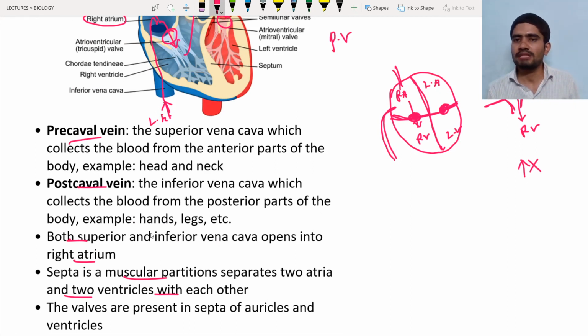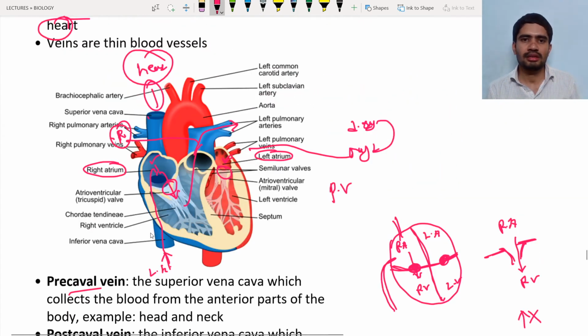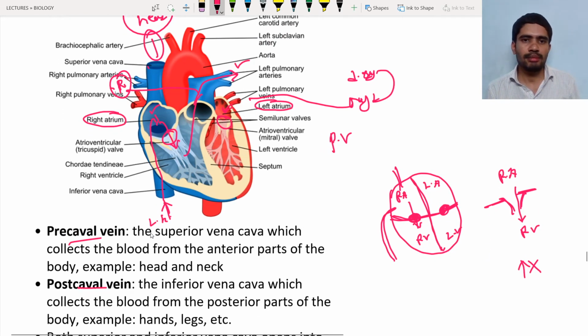So now what will happen? The blood will be pumped from the right ventricle to the pulmonary arteries, to each lung. And here at the starting of the pulmonary artery, you can see the pulmonary valve. This pulmonary valve is going to regulate the flow of blood from the right ventricle to the pulmonary artery.